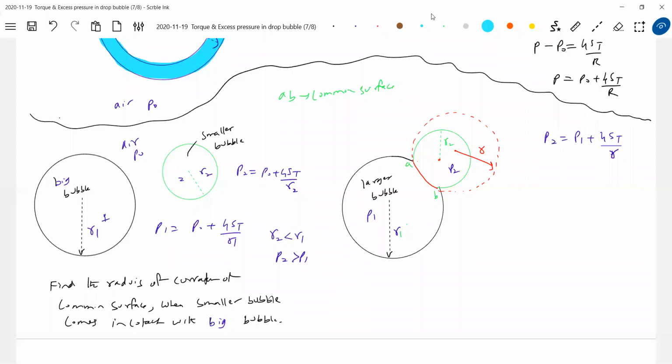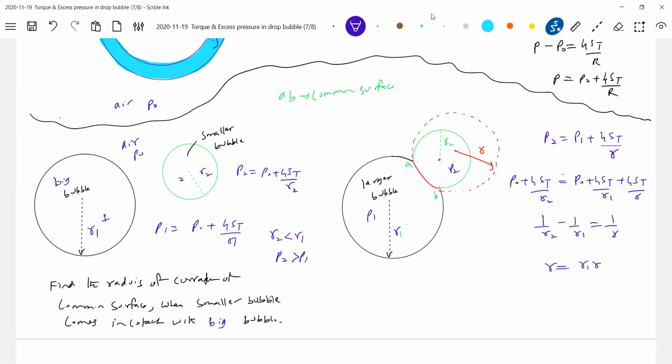Everyone able to understand? Okay, now what is P2? P2 we already know: 4ST by R2. P1 is 4ST by R1. The difference is 4ST by R. So finally what we are getting is 1 by R2 minus 1 by R1 equals 1 by R. So R will be R1 R2 by R1 minus R2. This is the radius of curvature of the common surface. AB is the common surface. Please do notice.